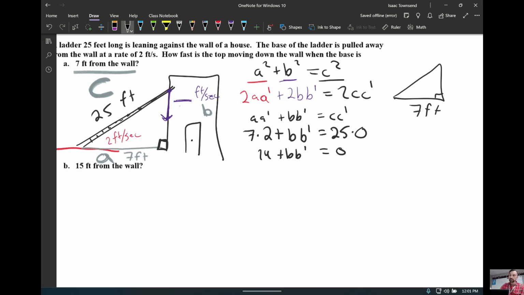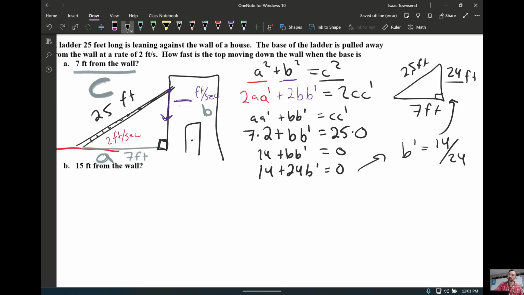When this side is 7 feet and this side is 25 feet, we can figure out how much that side is. You can either do Pythagorean theorem, or if you know your Pythagorean triples, does anyone know the 7 blank 25 triangle? Anybody want to take a guess? It's 24. So when this is 7 and that's 25, that has to be 24. And now we're on our way. Looks like the rate of change of B would be 14 over 24.